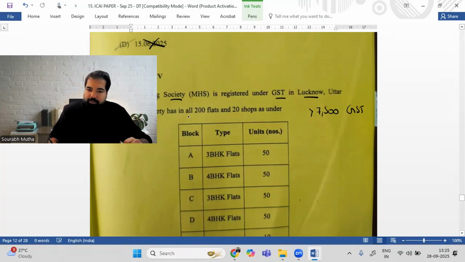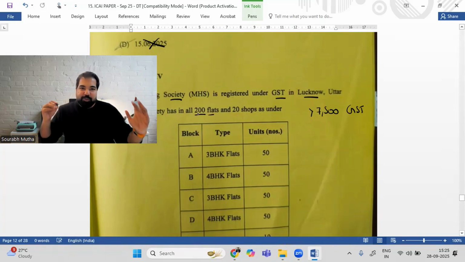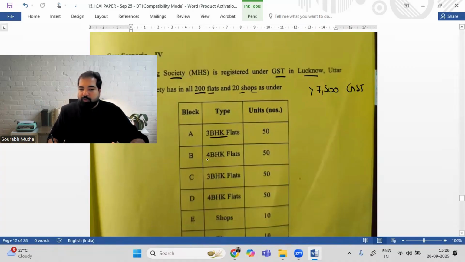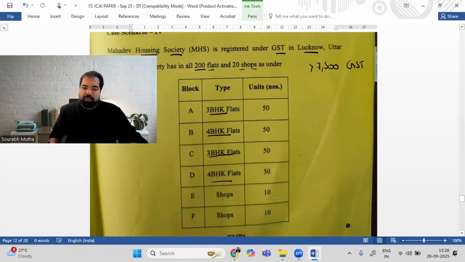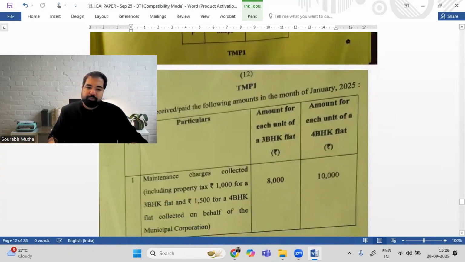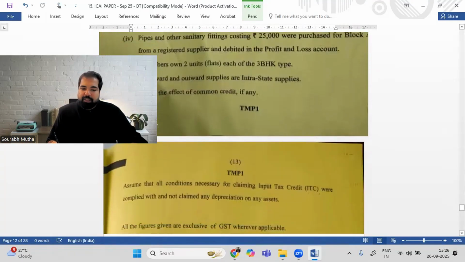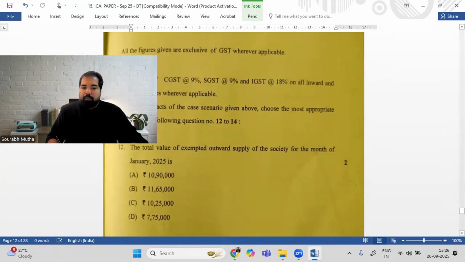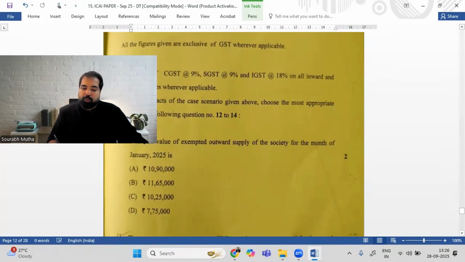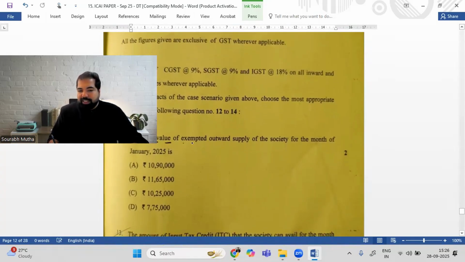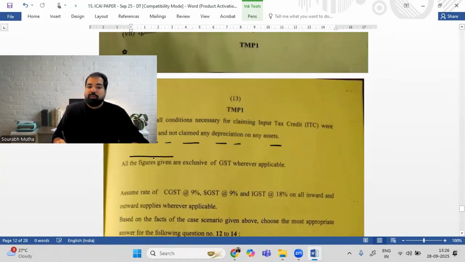Let's see what is happening here. The society has 200 flats, so it's a big society, and 20 shops. There are 3 BHK flats and 4 BHK flats. So there are 4 blocks, 50, 50, 50, 50. And there are shops, 10, 10, 20 shops in total. Because this is a big sum, I'll straight read the question, guys. Based on the facts of the scenario, choose the most appropriate answer. The total value of exempted outward supply of the society for the month of January is as follows. So on which there is no tax.